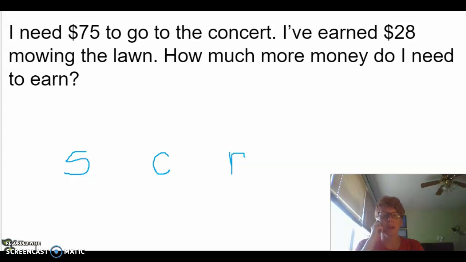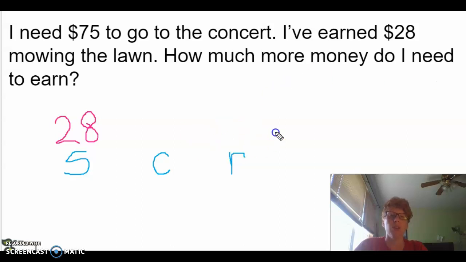When you were working out this problem, you may have noticed something a little bit different. When we were doing the start change result, things might not be in the same order you're used to. Let's look at this problem. Do we know how much money we have started with? Because we need 75 to go to the concert. How much do we have right now? I've earned 28. So I have 28, but I need 75 to go to the concert. How much more money do I need to earn?